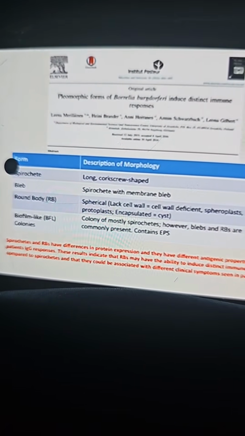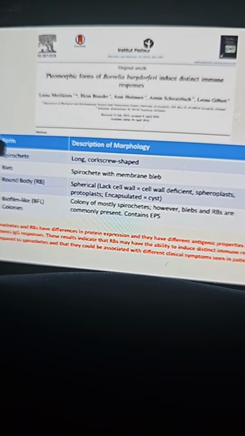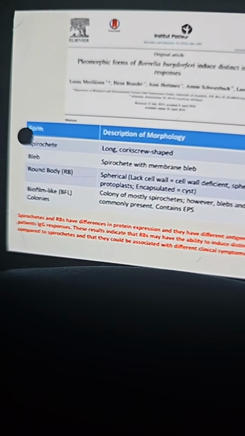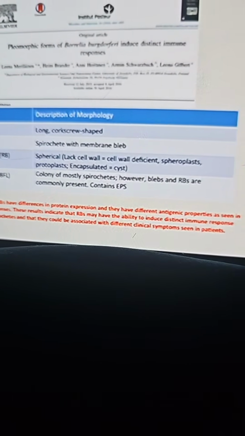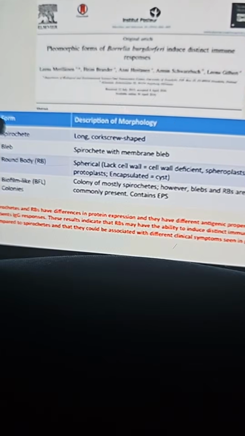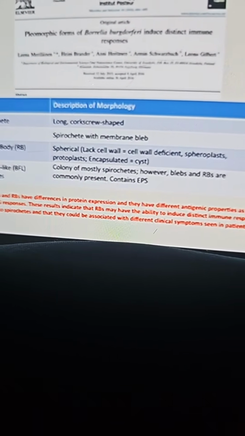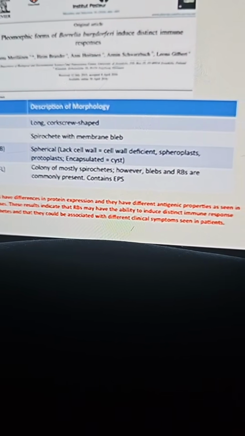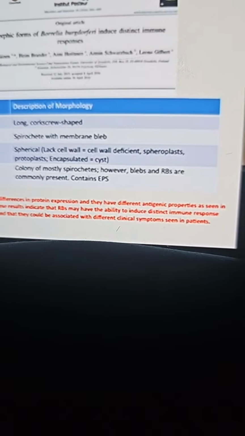It's the pleomorphic forms of Borrelia burgdorferi induce distinct immune responses. And so you can see there, those are all the different forms of Borrelia that have been classified. You have the spirochete form that we're all very familiar with. It kind of cruises amongst tissues. We have a bleb form, a round body form, which actually lacks a cell wall. And then we have the biofilm-like colonies as well.